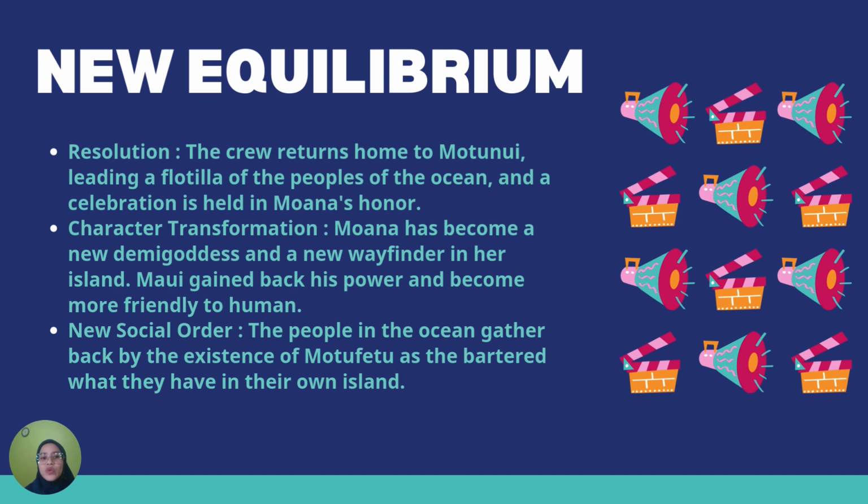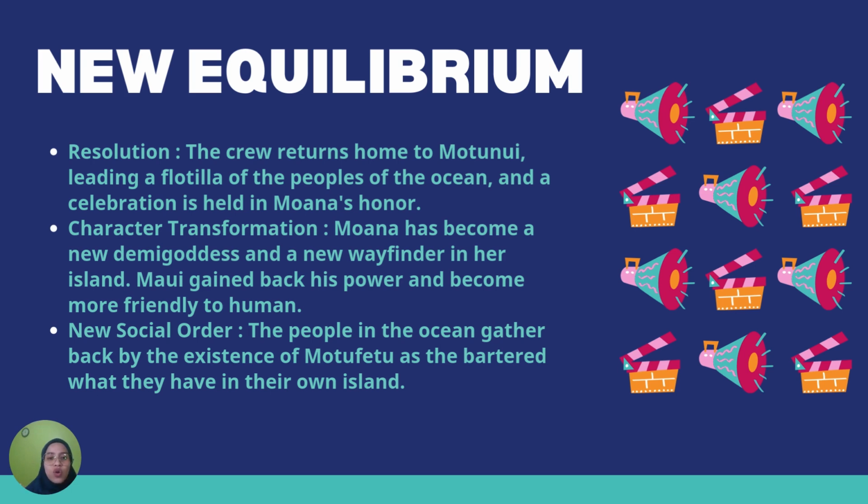That's where we go to the next stage, which is new equilibrium. It is the resolution where the crew returns home to Motunui Island, and then lots of people of the ocean gathered as Motofeto Island appears, and the celebration is held in Moana's honor. Character transformation: Moana has become a new good goddess and a new wayfinder in her island, and then Maui gained back his power and becomes more friendly to humans.